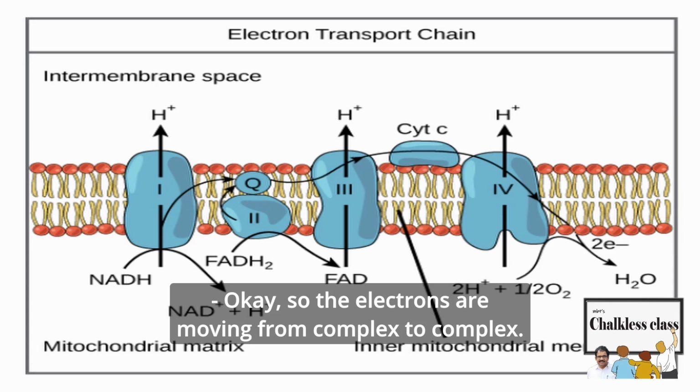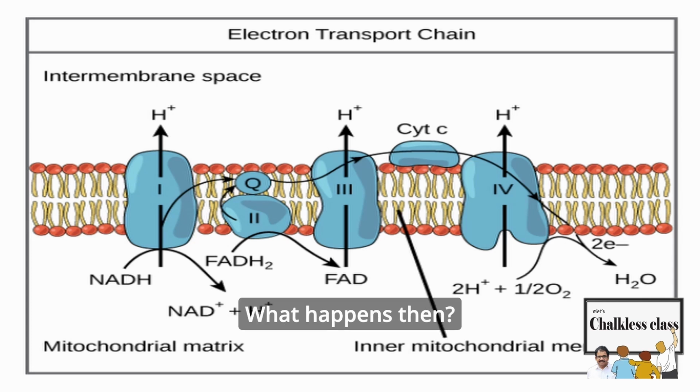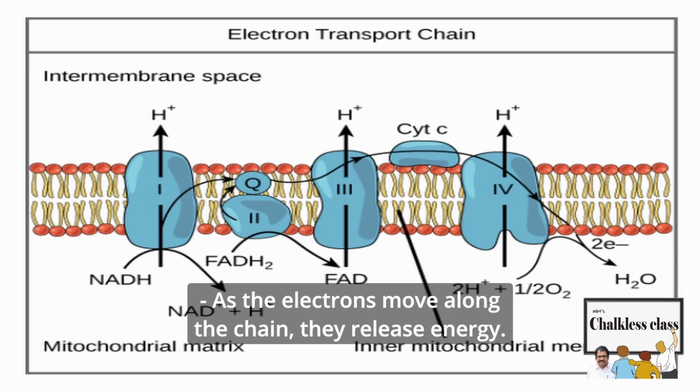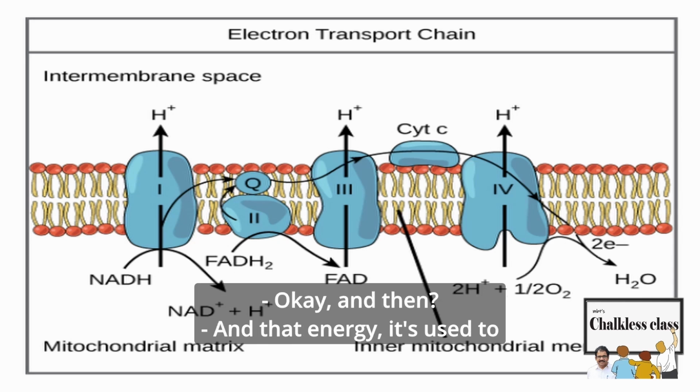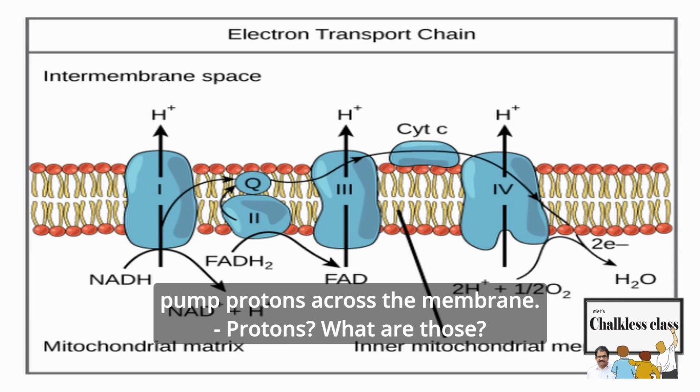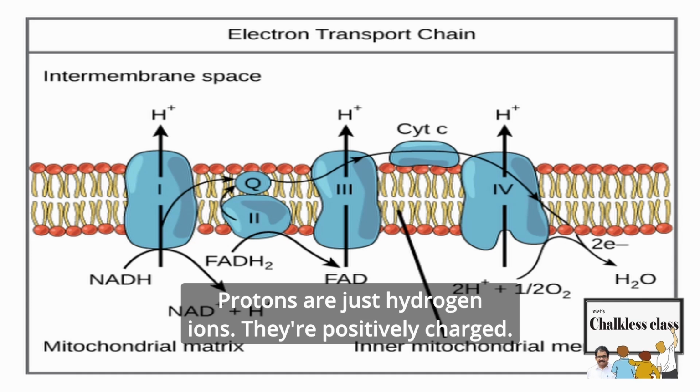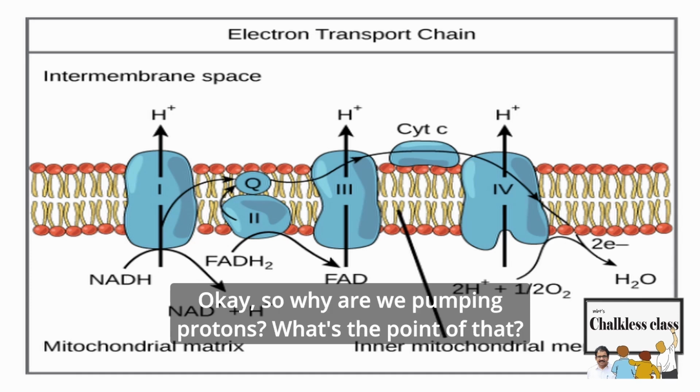Okay, so the electrons are moving from complex to complex. What happens then? As the electrons move along the chain, they release energy. Okay, and then? And that energy is used to pump protons across the membrane. Protons? What are those? Protons are just hydrogen ions. They're positively charged. Okay, so why are we pumping protons? What's the point of that?